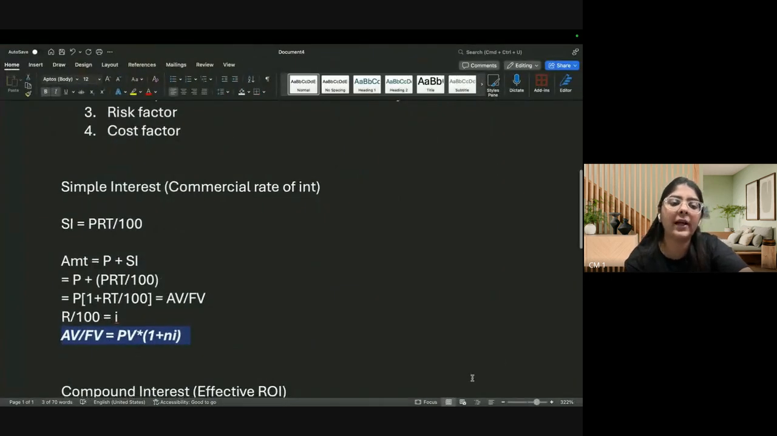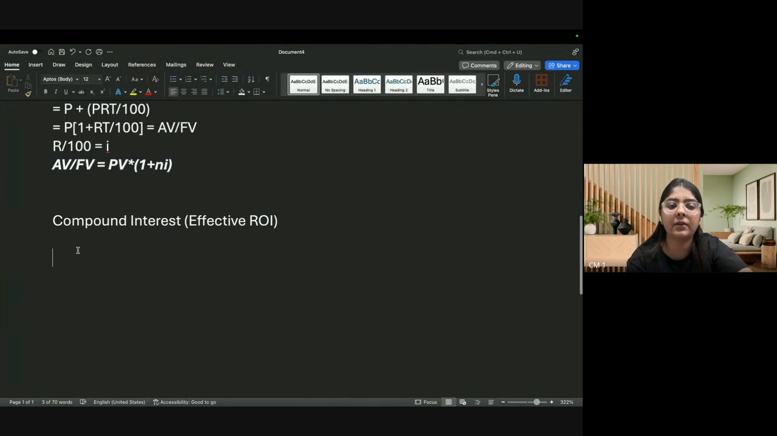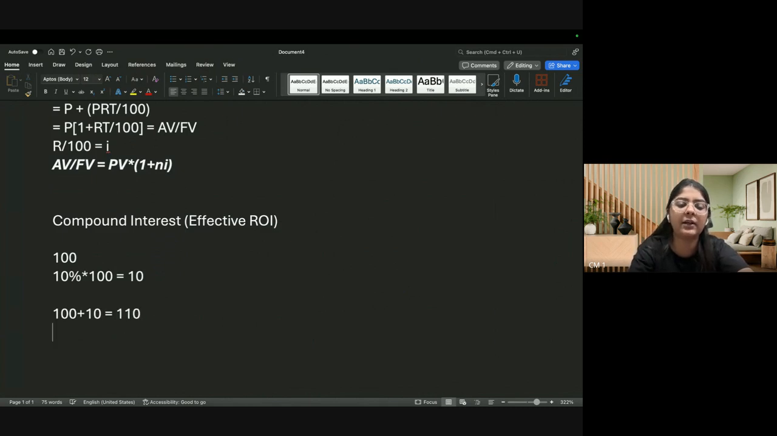Okay, so now moving ahead to the next part, which is the compound interest formula. This is also known as the effective rate of interest. As discussed, compound interest means interest on interest. So suppose you have deposited 100 today. After 1 month, you are receiving 10% of 100, which is 10. So your amount has become 100 plus 10, which is 110.